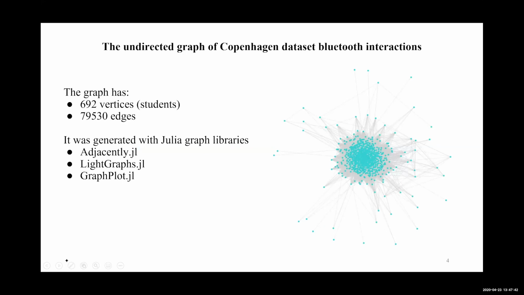So one thing we could do was to create a graphical model. Here we have a graph of the Bluetooth interactions from this data set. As you can see, it has 692 vertices that correspond to the students and all 79,000 edges. And we generated that using Julia. Here, an edge in this graph connects two students who interacted at any time during the 4-week period. Okay, so that's helpful, and it gives us a big picture look at how the students are connected.